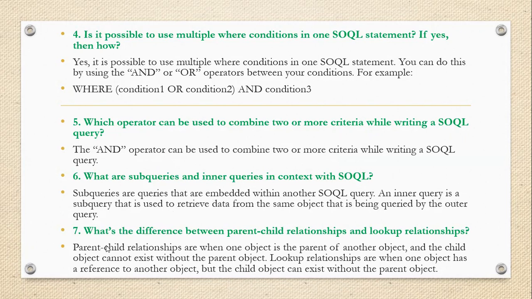Next question: what is the difference between a parent-child relationship and a lookup relationship? Parent-child relationships are when an object is the child of another object, and the child object cannot exist without the parent object. Lookup relationships are when one object has a reference to another object, but the child object can exist without the parent object.